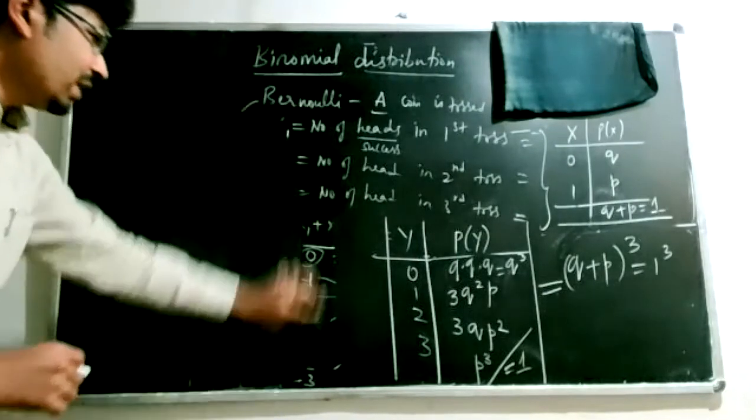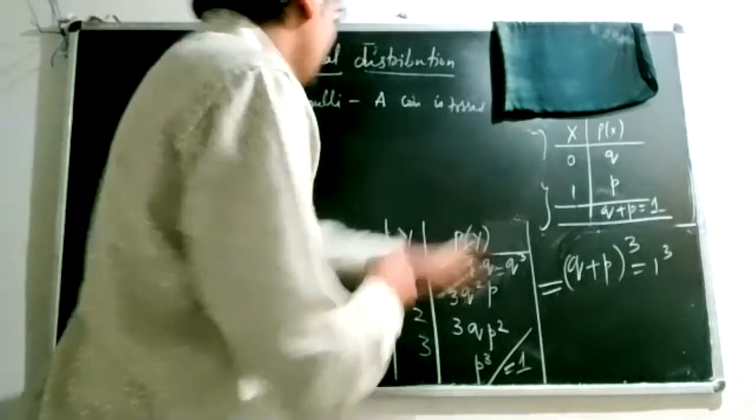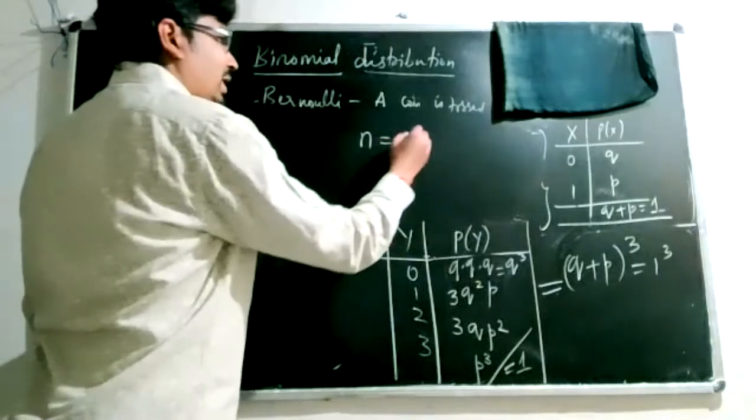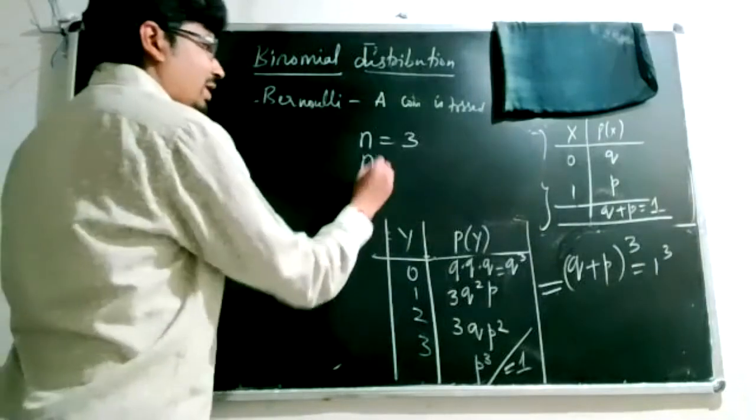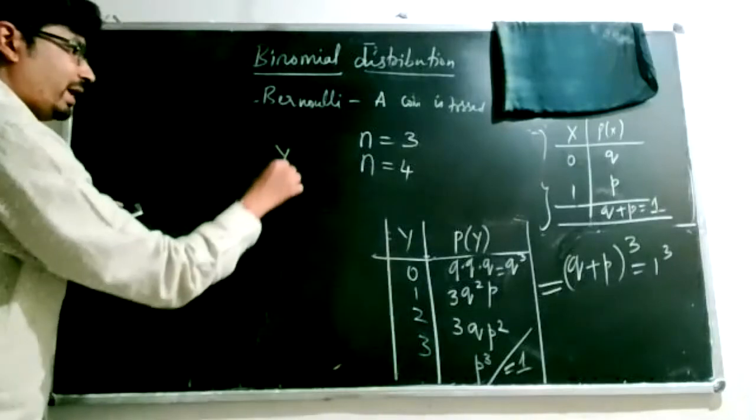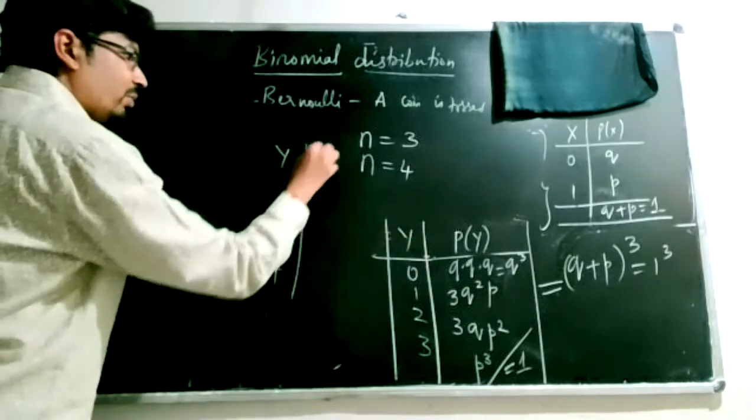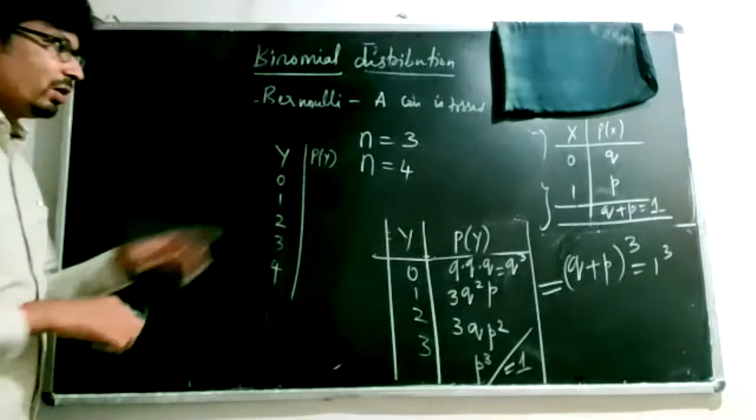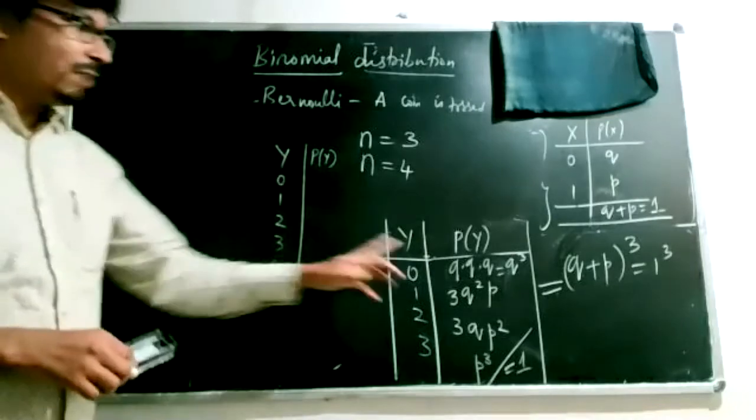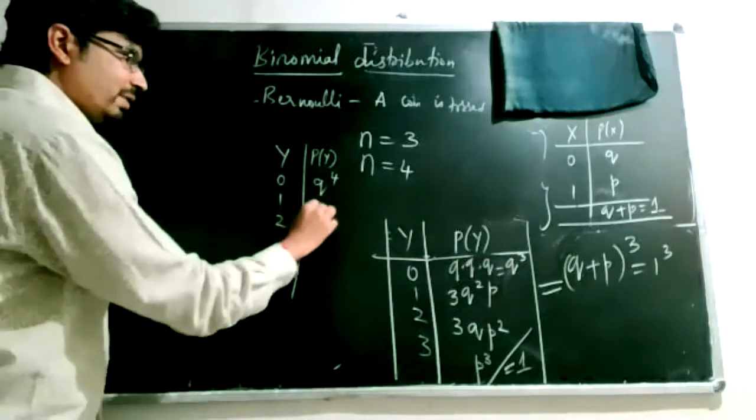And this can now be generalized. So I gave a special case where I'm tossing 3 coins. Now similarly, if I toss 4 coins, what could happen to the values of y? I'll have 0, 1, 2, 3, 4. And if I look into the probability, the first one will always be 0 heads, 4 times. Therefore, that will be q power 4. And then this will be 4.